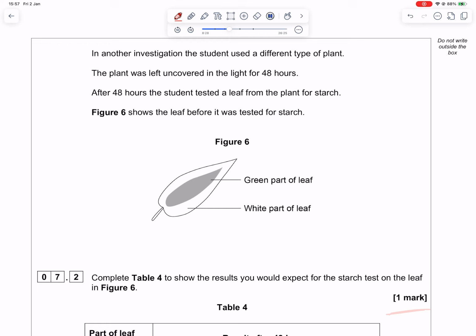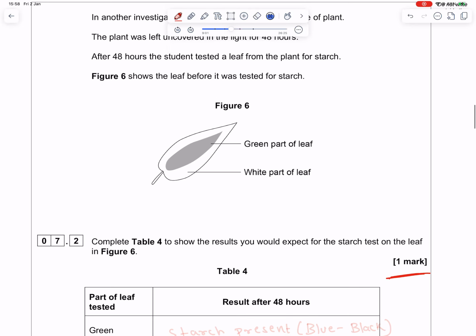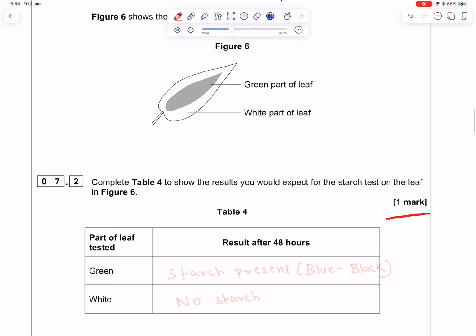Now let's move on to question number 7.2. Again, we can see that 7.2 is only for 1 mark, so either one sentence or a couple of words. Now let's read the question. In another investigation, the student used a different type of plant. The plant was left uncovered in the light for 48 hours. After 48 hours, the student tested a leaf from the plant for starch. Figure 6 shows a leaf which has both green and white parts. It is showing the leaf before it was tested for starch.